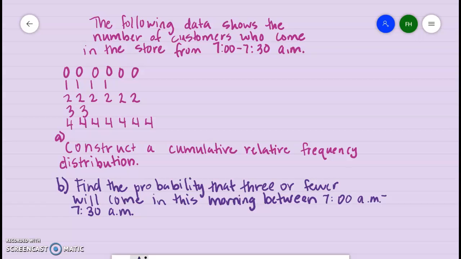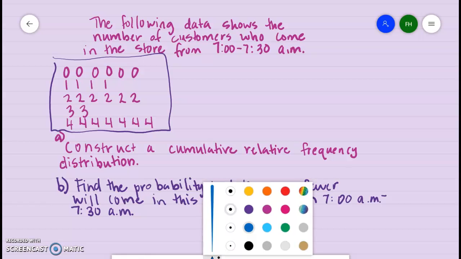Okay, in this problem, we're given data that shows the number of customers who come in the store from 7 to 7:30 a.m. Normally this may be mixed all up, like in your homework. It probably didn't give it to you in order, but I went ahead and put it in order just so that we could see it a little bit better.